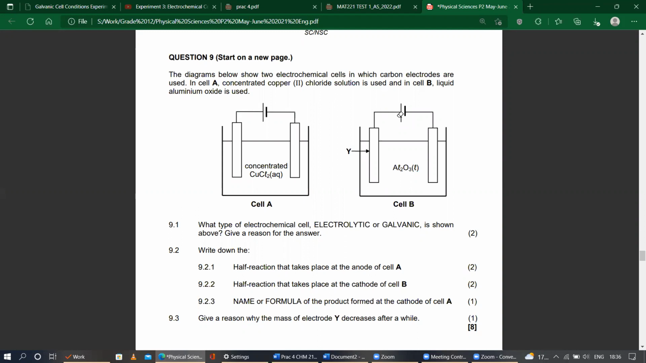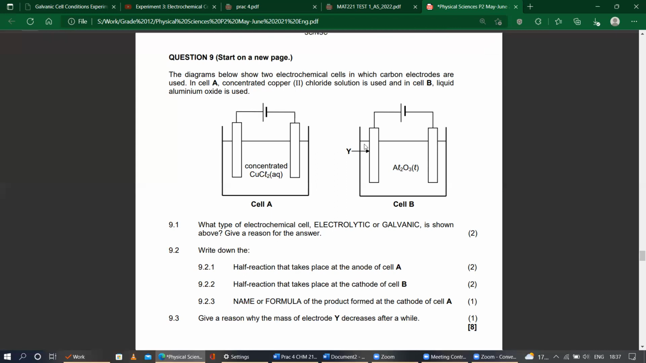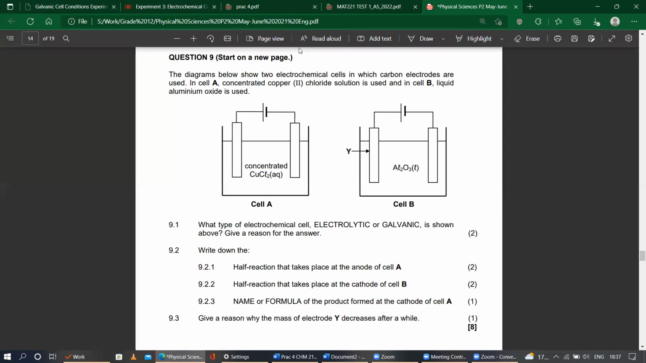So in a galvanic cell, the reactions just occur by themselves. But in this particular case, in order for the reactions to occur, they need electricity from the cell. I don't know if you understand, but if you have a question, you can still ask. So do you understand that part?